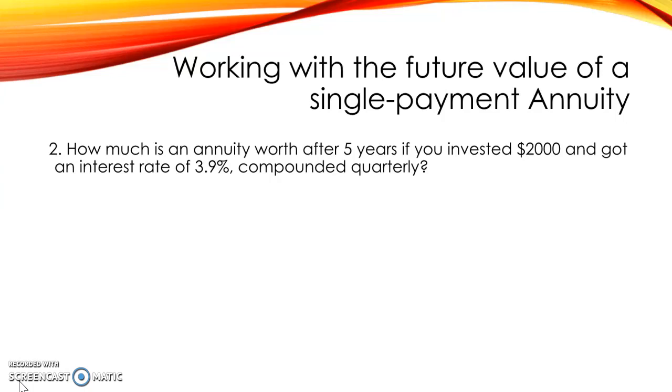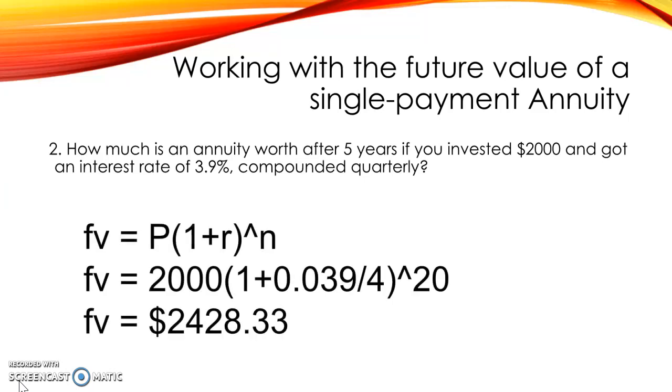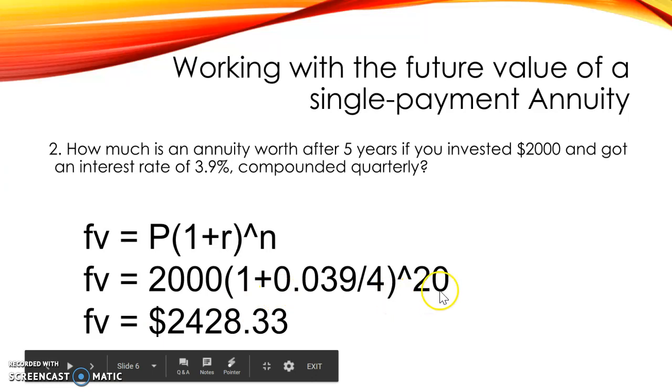All right, so let's see what you got. Hopefully it matches what I got. Notice the interest rate there, 0.039 is being divided by 4. Since it's quarterly, 4 times a year, the number of periods would be 20. 4 times 5, 20 times. All right, for a future value of $2,428.33.